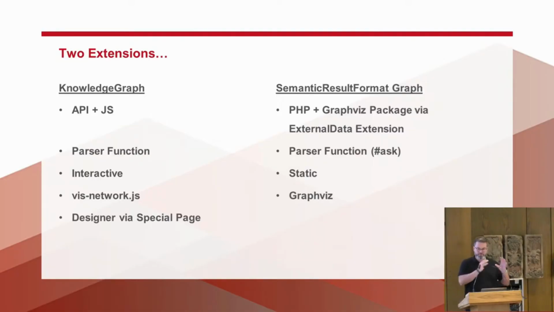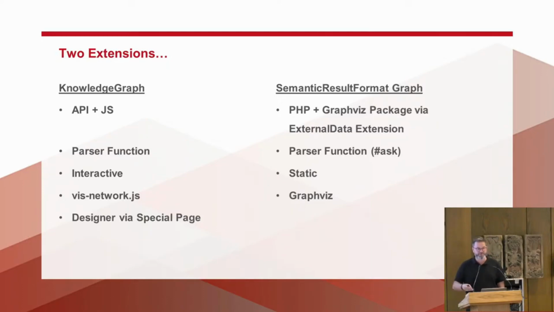So client-side, server-side. Both use parser functions. For the knowledge graph, you have a parser function where you define the initial state of the graph to be shown. And the result formats, as you know, are part of the ask parser function where you say, okay, I want to have the output rendered as a graph. So the knowledge graph is interactive. You can play with it. I will show you in a minute. Versus the graph format is somewhat static.